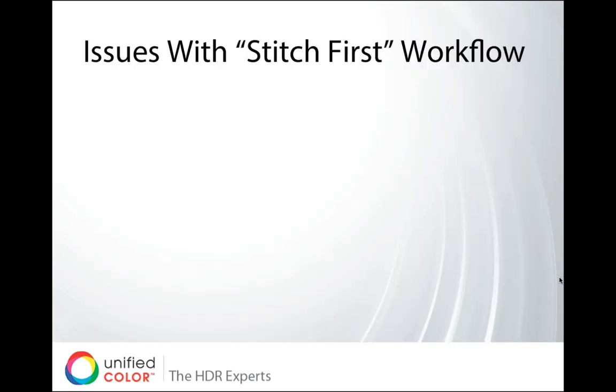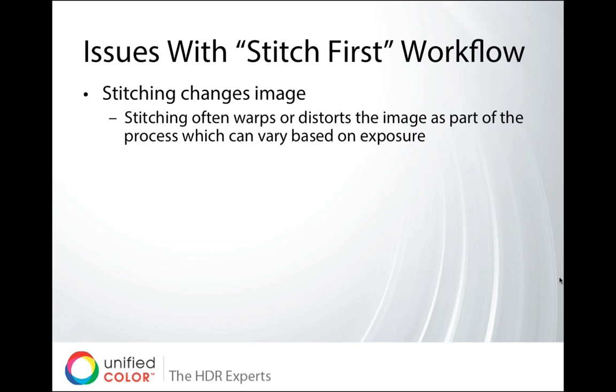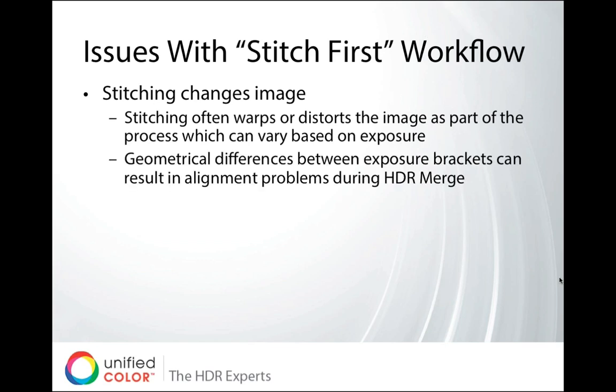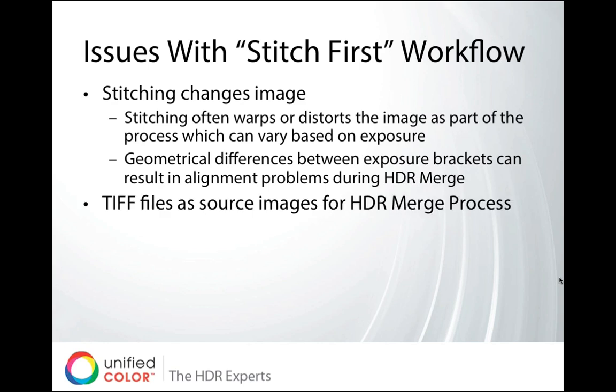Now, there's a number of problems with the stitch first workflow. Stitching changes the image. You're often warping and distorting the image as part of the stitch process. The amount of warp and change could vary based on exposure. So then when you try to merge these together to create an HDR file, when you merge the exposure brackets, you can have geometrical differences between each one of these exposure brackets that will result in alignment problems during the merge process. You also are forced to use essentially a TIFF file as your source image for the HDR merge process.